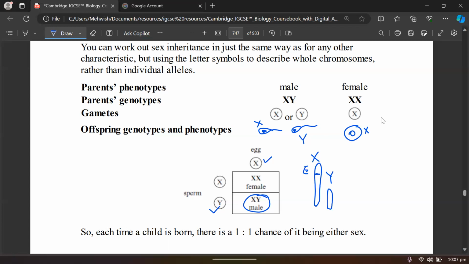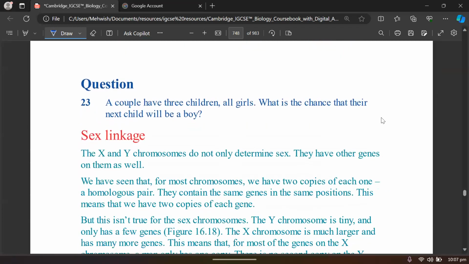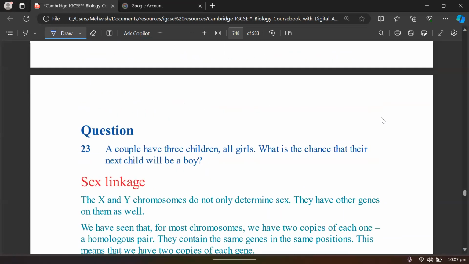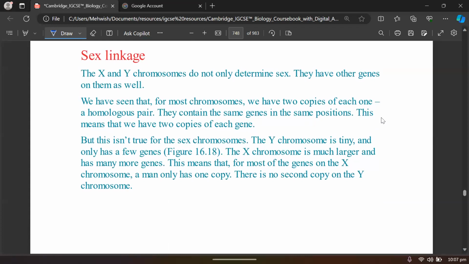Its partner allele, whether capital E or small e, would never be present on the Y chromosome, because I just told you that the Y chromosome is smaller and its partner alleles will never be present on the Y chromosome. And this is basically a very interesting phenomenon that will be described as sex linkage, right?